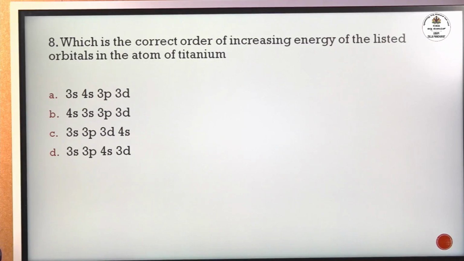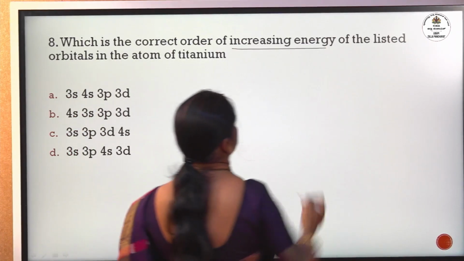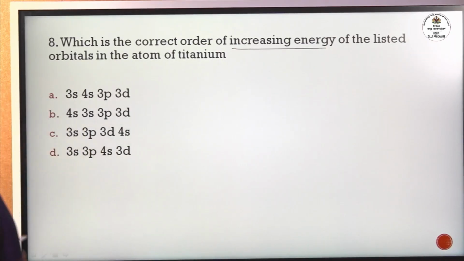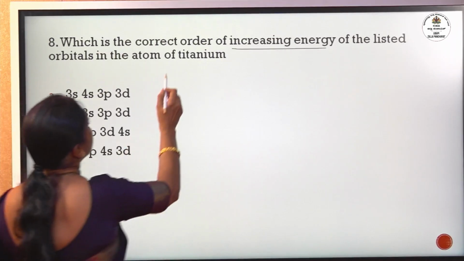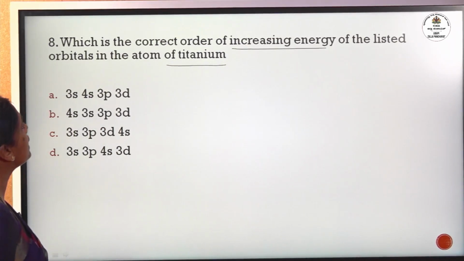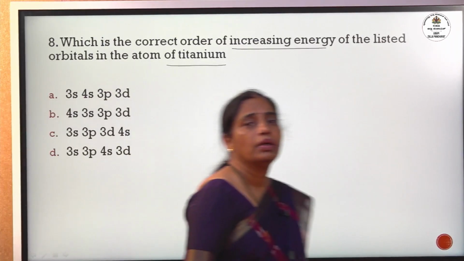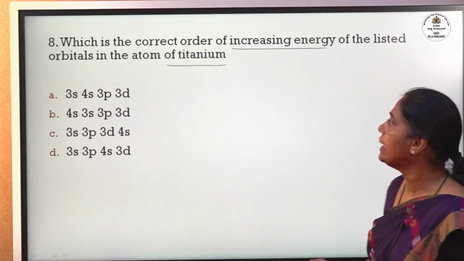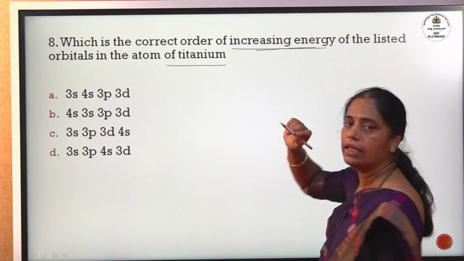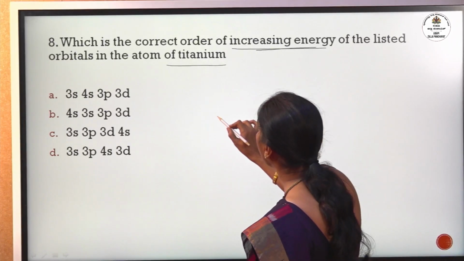Which is the correct order of increasing energy of the listed orbitals in the atom of titanium? Now we have to arrange the orbitals in the increasing energy order. The orbitals are arranged in the increasing order of energy based on the n plus L rule. Now we will calculate the n plus L value for these orbitals.